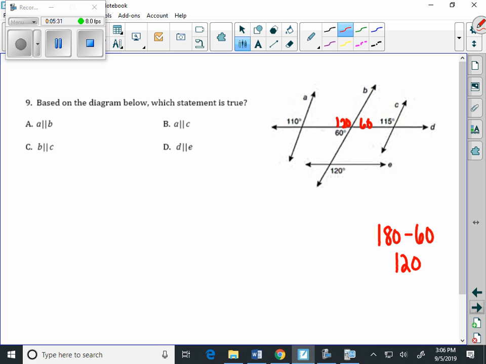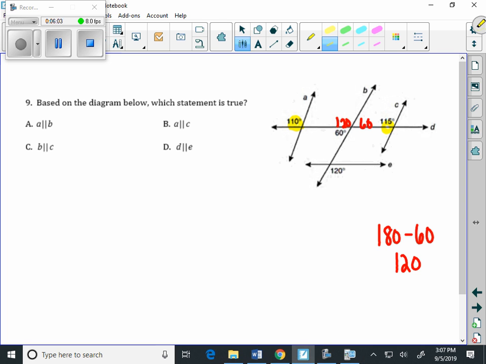So we look at line A parallel to line C. And it's going to be the same reason. We've got 110 degrees here. I'll highlight it. 110 degrees here. And we have 115 degrees there. And if those were parallel, if line A and line C were parallel, then the 110 and the 115 would have to be equal. So it's not B.